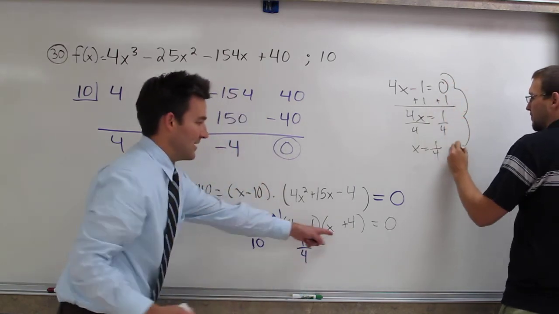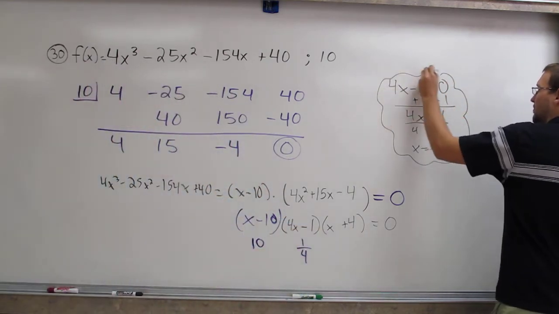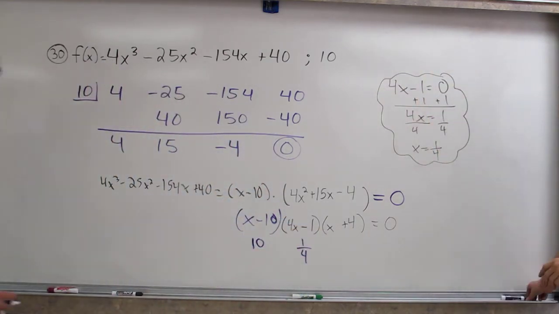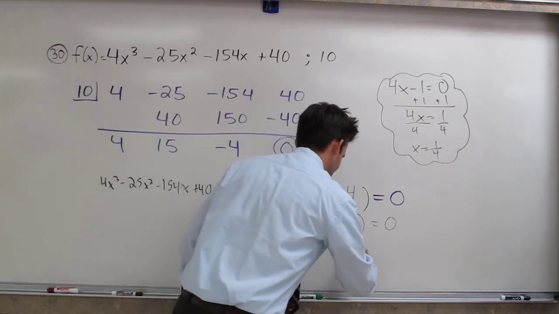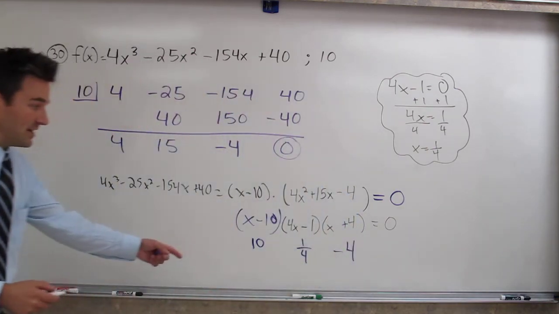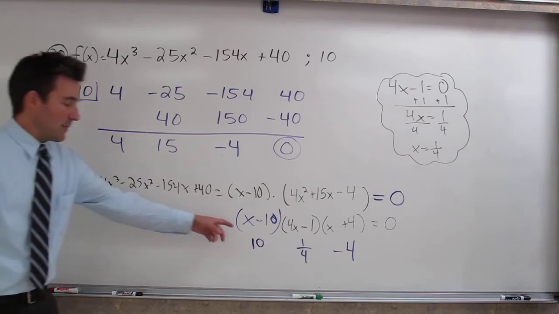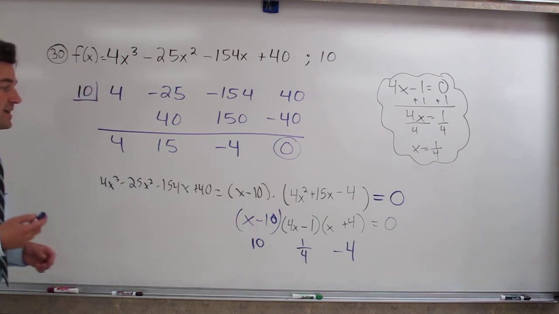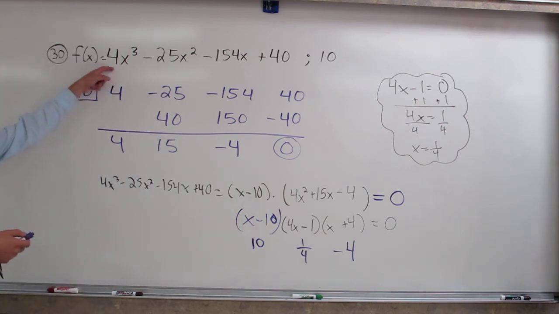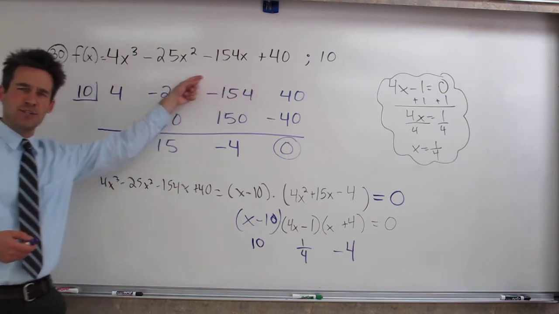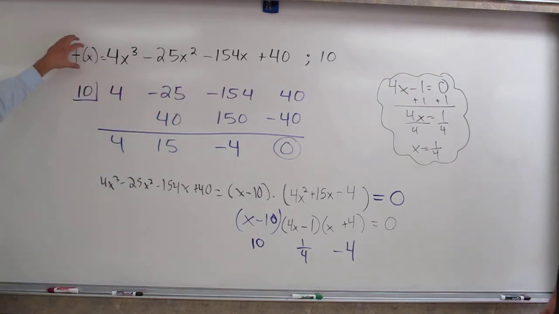Thankfully, that one's not too bad. X plus 4 equals 0. So our last zero must be -4. So our zeros, the numbers 10, 1/4, and -4 are the only numbers we could plug into this equation for x and get a 0 for the function.